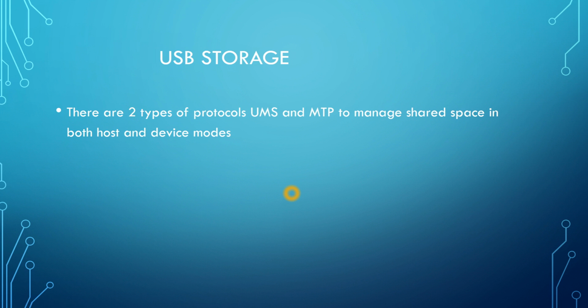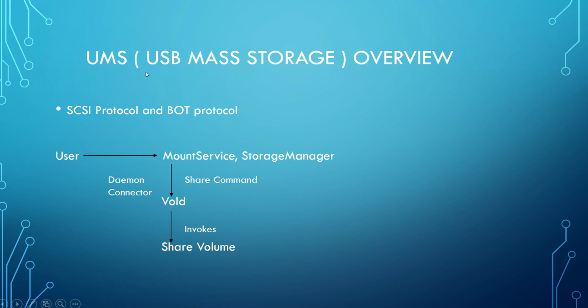Now we will see what is USB storage. So there are two different types of USB storage protocols. One is UMS and one is MTP. Both of them are used to manage shared space in both host mode and device mode. So remember, there are two types of protocols, UMS and MTP. So what is this UMS? UMS is nothing but USB mass storage. We will see what is this now.